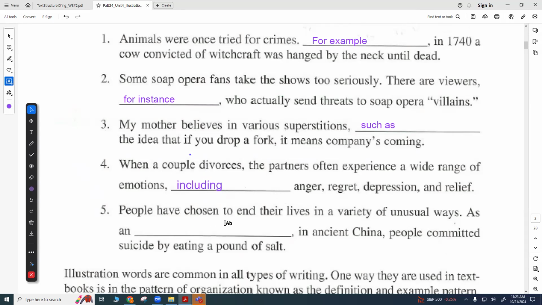Okay, and then the last one, people have chosen to end their lives in a variety of unusual ways, as in, I guess it just wants us to put, what'd you guys put in number 5 here? Illustration? Oh, okay. Thank you. I guess that one kind of needs it. But you could put as an example as well. Sorry, these are just really vivid illustrations we're encountering today. But good.